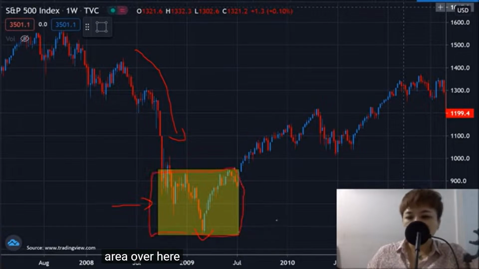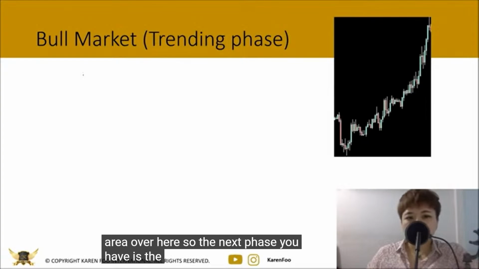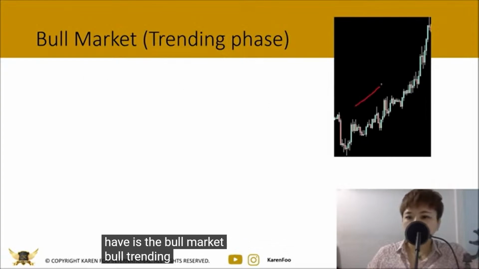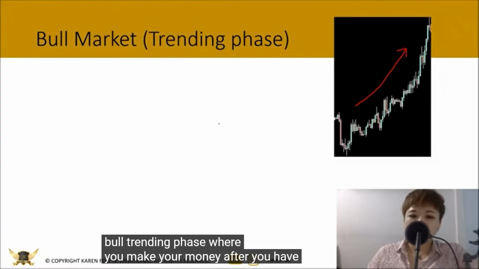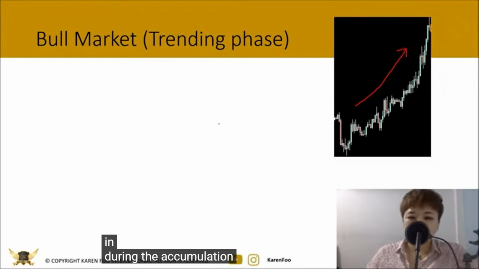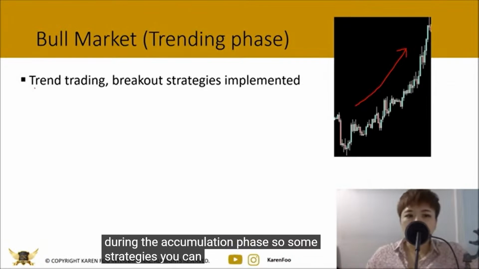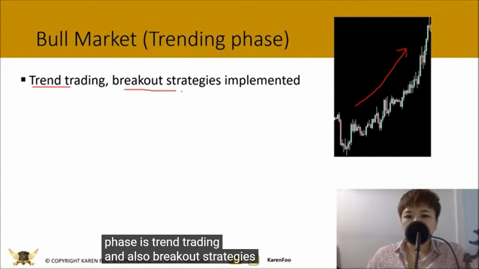area over here. So the next phase you have is the bull market, the bull trending phase, where you make your money after you have gone in during the accumulation phase. So some strategies you can implement during this phase are trend trading and also breakout strategies.